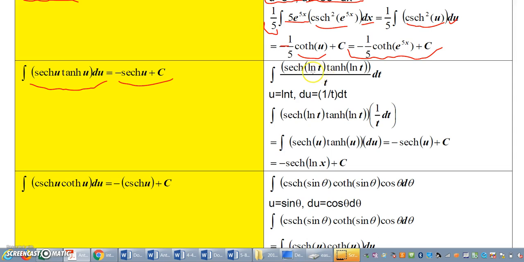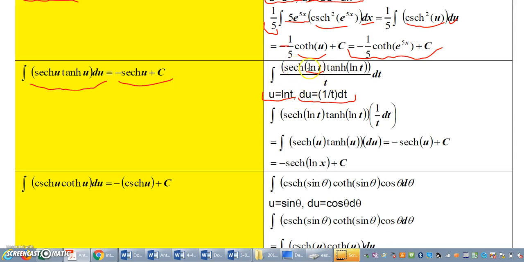So now let's see. I see a hyperbolic secant times a hyperbolic tangent, so it makes me think of this formula here. If I'm going to use that formula, then the u would have to be the arguments of these functions, which is natural log of t. So the u would be natural log of t, and then du would be the derivative of that times dt, which would be 1 over t dt.